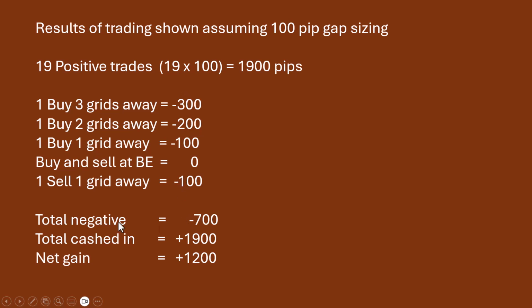So you add all of that up. You say my total negative is minus 700. And then my total cash in is 1,900, and you have a nice gain of 1,200 for doing nothing. No technical analysis, no watching charts, nothing. This gain is just there. If you close all the deals right now, you will be 1,200 pips in profit.